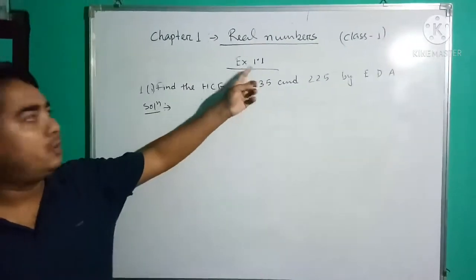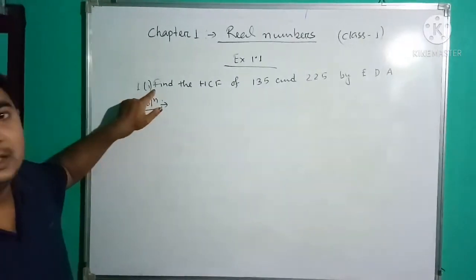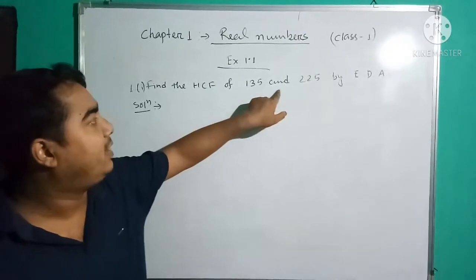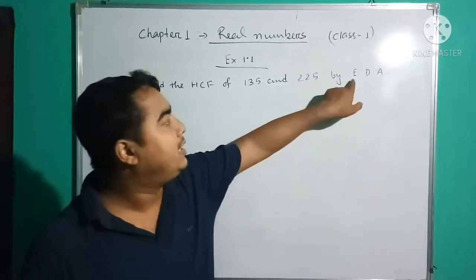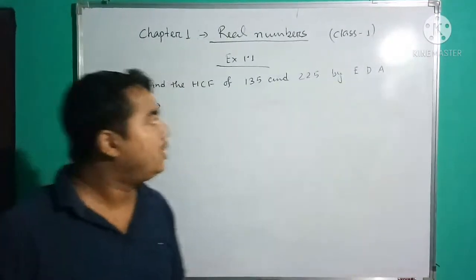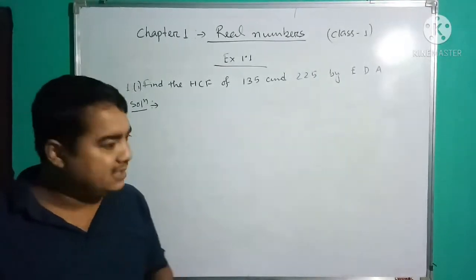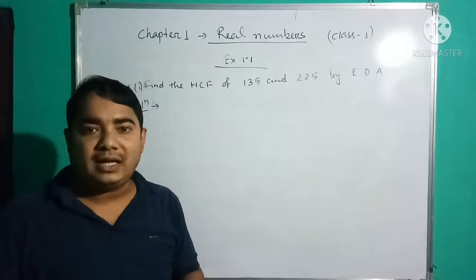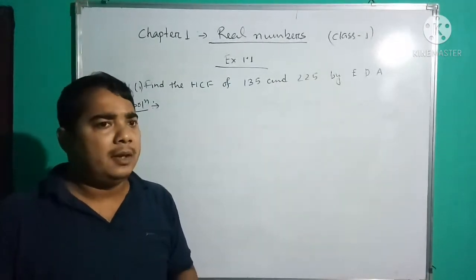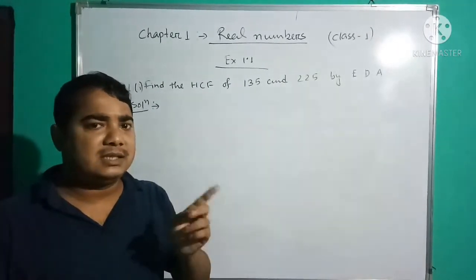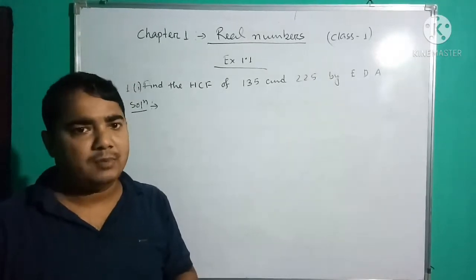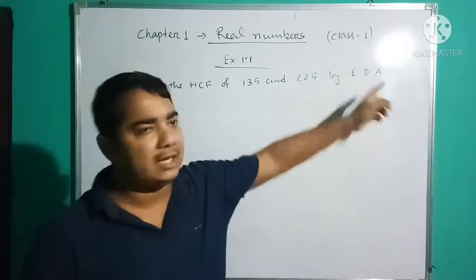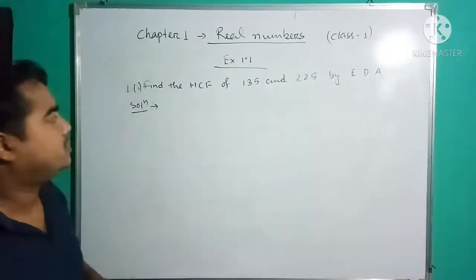Now exercise 1.1, question number 1, Roman number 1. Question is, find the HCF of 135 and 225 by Euclid division algorithm. Okay, that is we need to find the HCF of 135 and 225 by Euclid division algorithm. Okay, but you can't apply the class 6, 7 means lower class HCF method. Okay, for class 10 use only one formula, that is Euclid division algorithm.